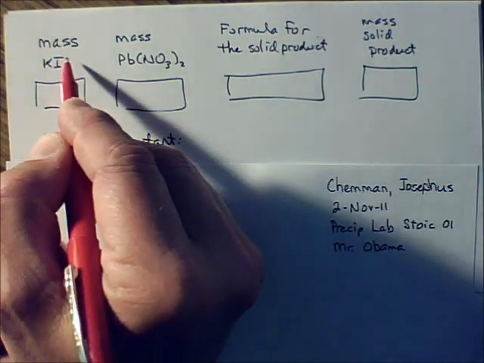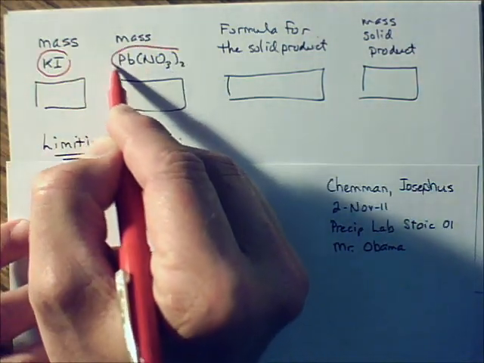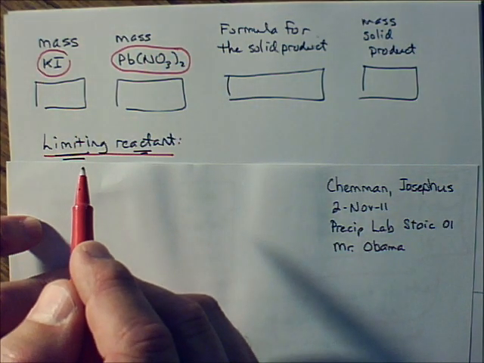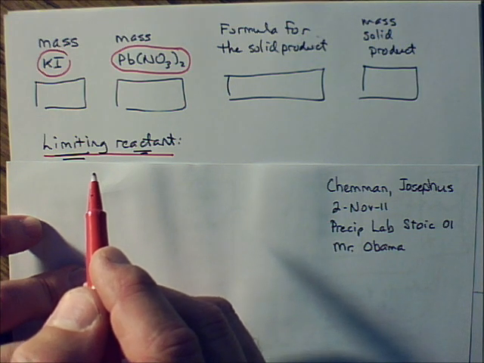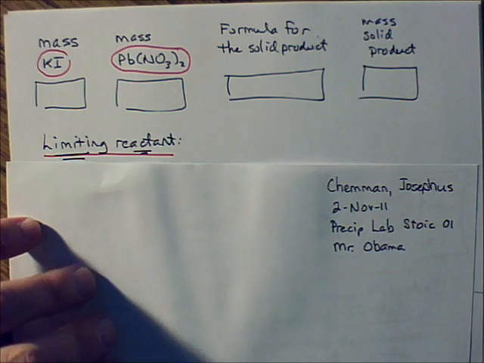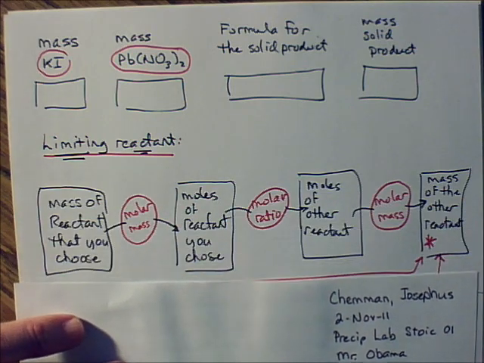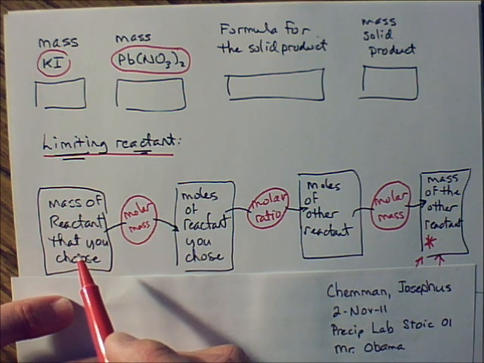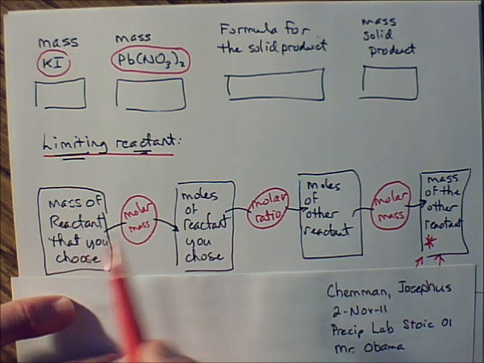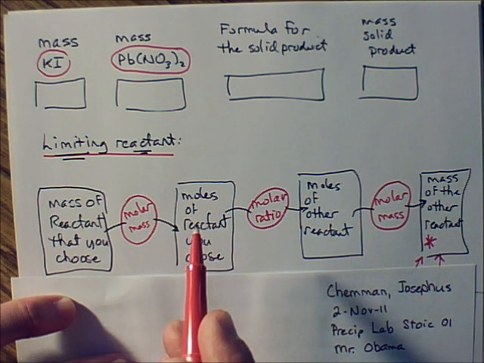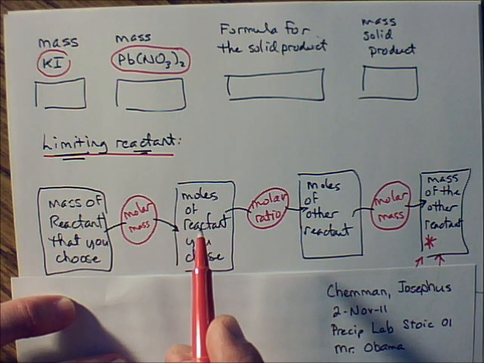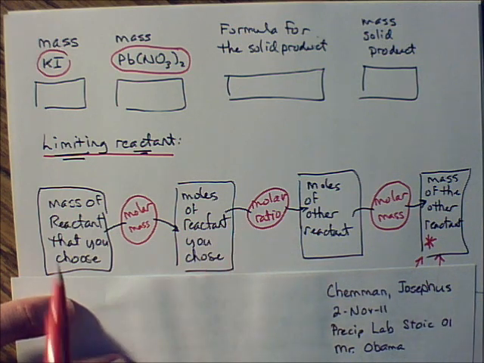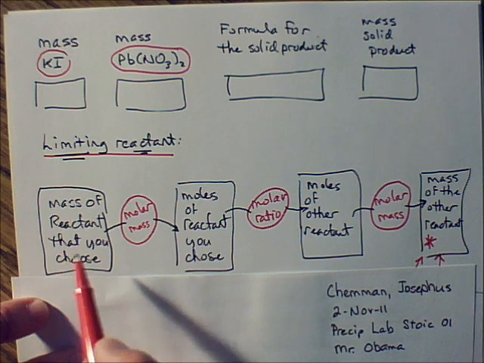All right, this is one of your reactants, and this is one of your reactants, and one of those reactants is the limiting reactant. Okay? And you're going to figure out which one is the limiting reactant. So, we're going to do a mass-to-mass calculation. You're going to choose one of the two reactants. It doesn't matter which one you choose. Okay? And then you're going to start your mass-to-mass calculation with the one you choose.